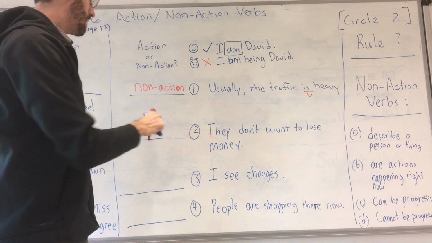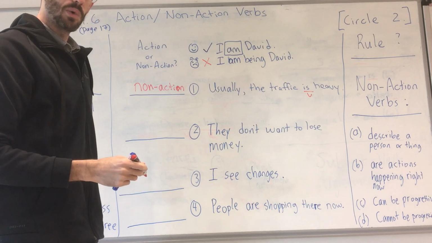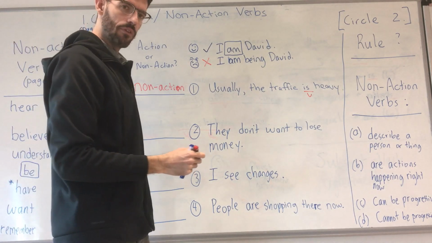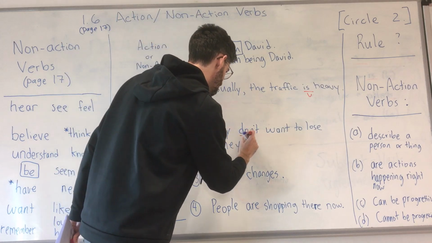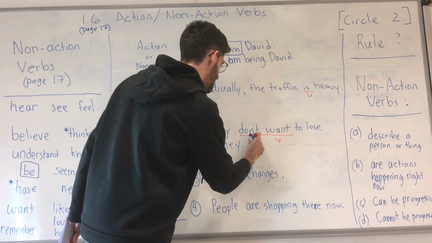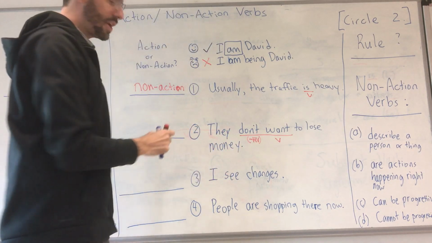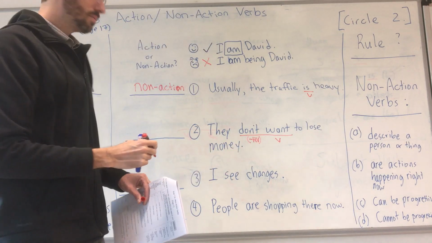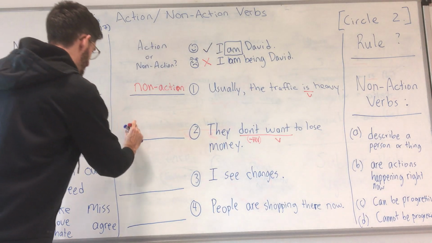All right. What about number two? They don't want to lose money. What's the verb? We have a negative here, so it's actually, the verb is want, and we have negative helping verb. Okay. Is that an action or a non-action? Well, you can also look at this list, okay, to help you, but it's a non-action, okay?